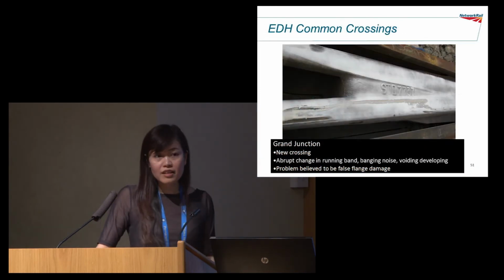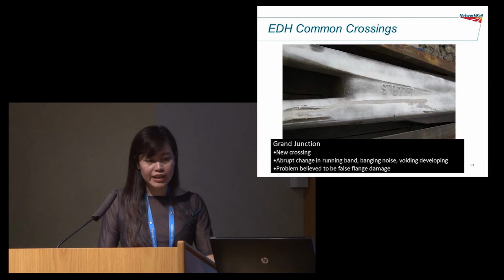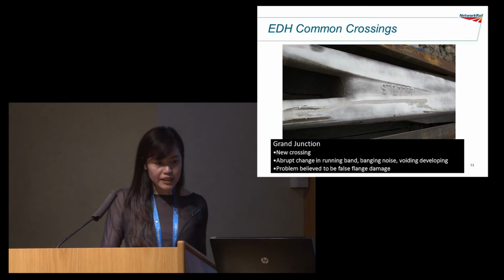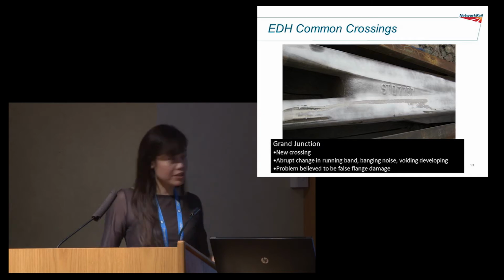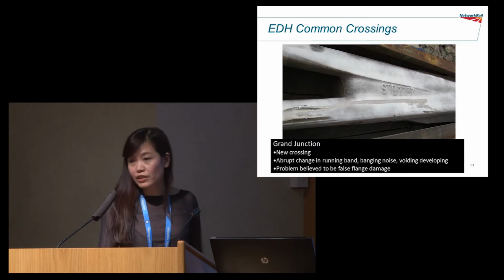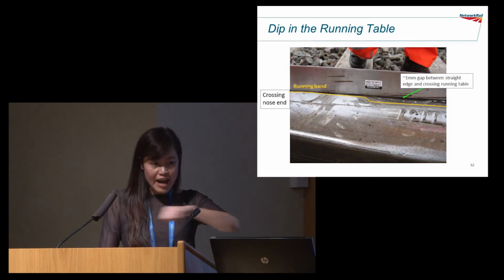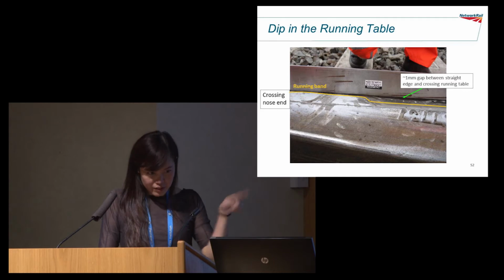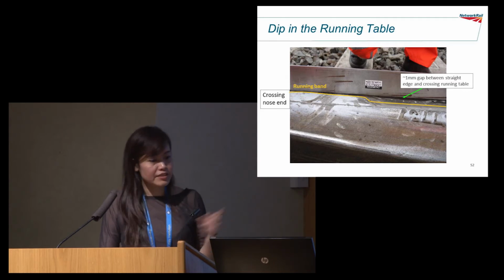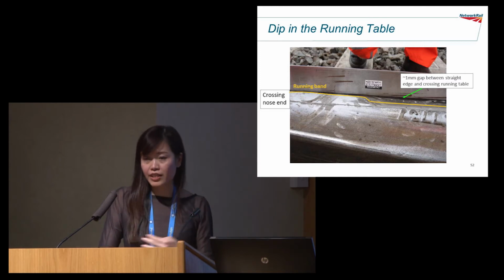EDH common crossings. I was asked to go out to this site like 2 or 3 weeks ago. We have a new EDH crossing that's banging, they call it banging, and voiding is developing. The problem is believed to be false flange damage. You can see that the running band just changed abruptly from the nose to the leg ends. So we put a straight edge on the crossing. Actually, there's a dip there, as you can see in the photo, at where the running band suddenly changed.